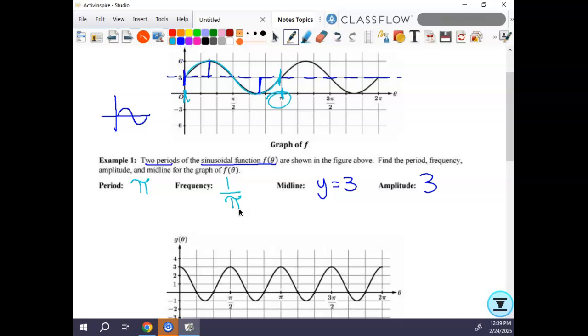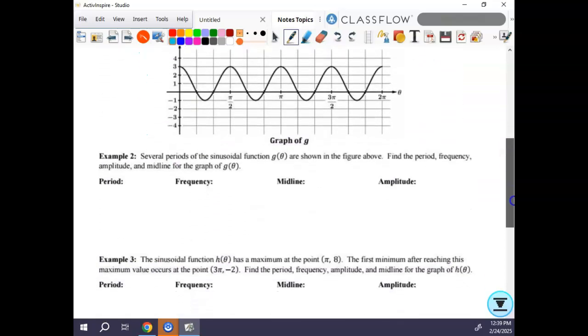Okay. What questions you got? Now, you had another thing you could have done here. This did tell me that 2 periods are shown. So I know if I go to 2 pi for 2 periods, I could divide by 2, but you won't always be given that information. So you need to know how to get it from the graph. Everybody good so far? All right, so let's look at this next one.